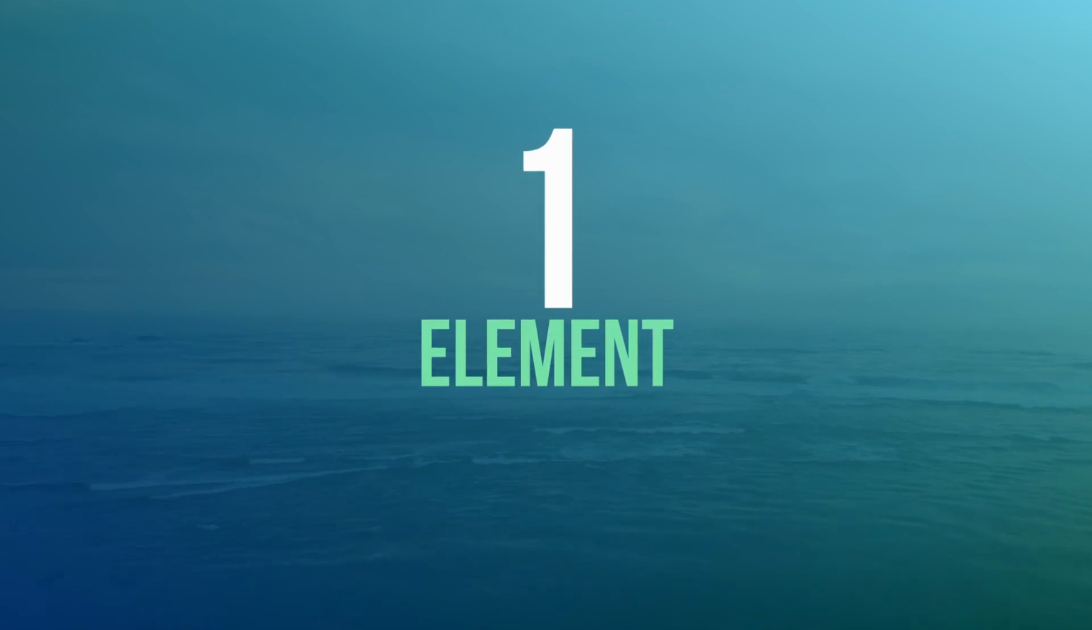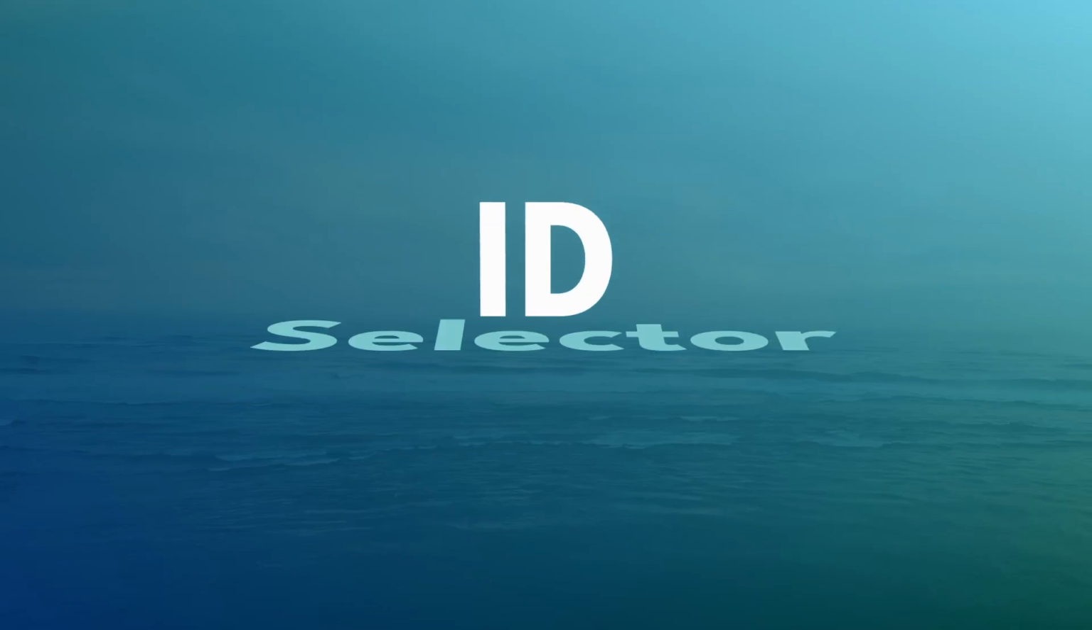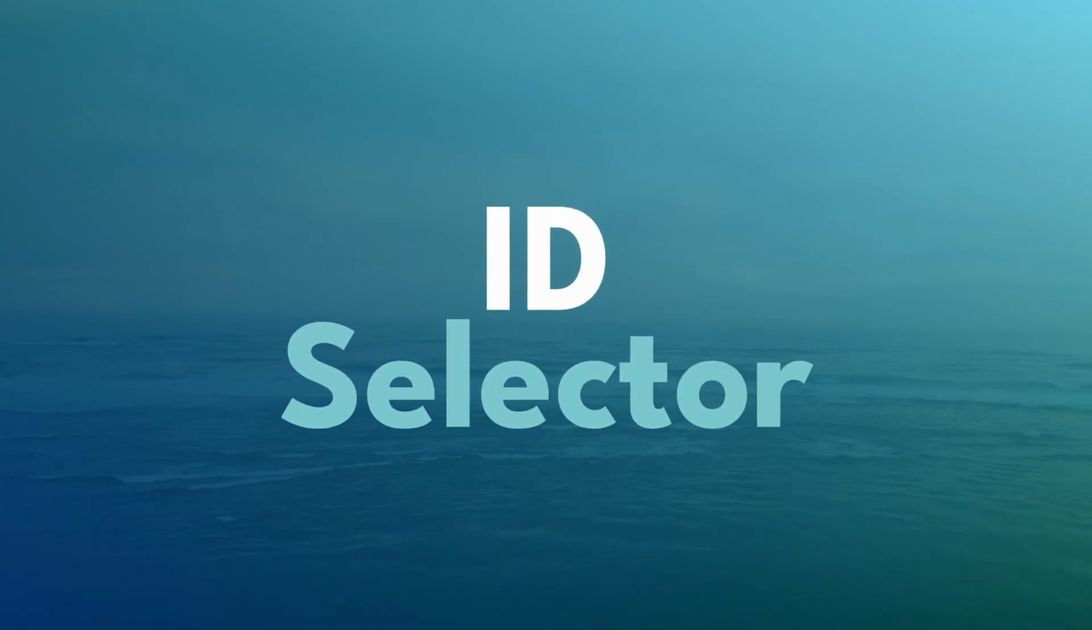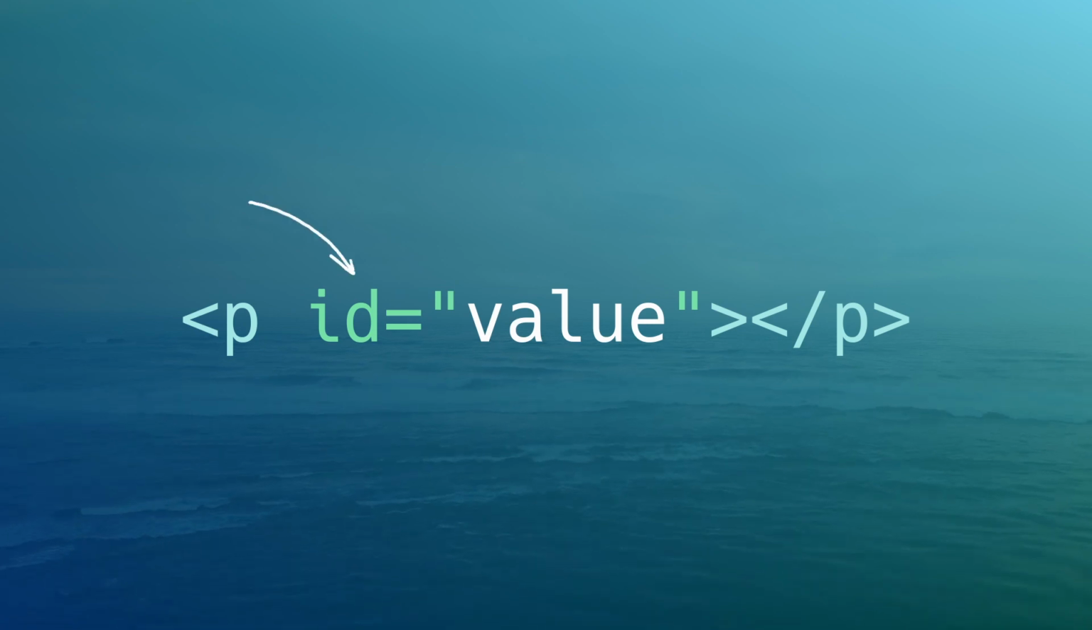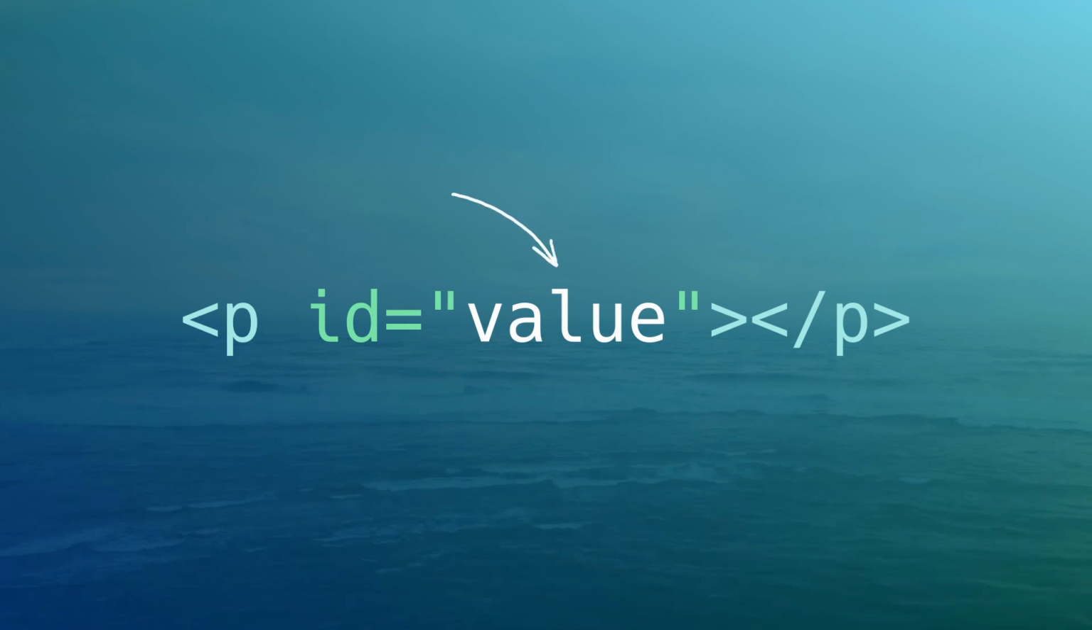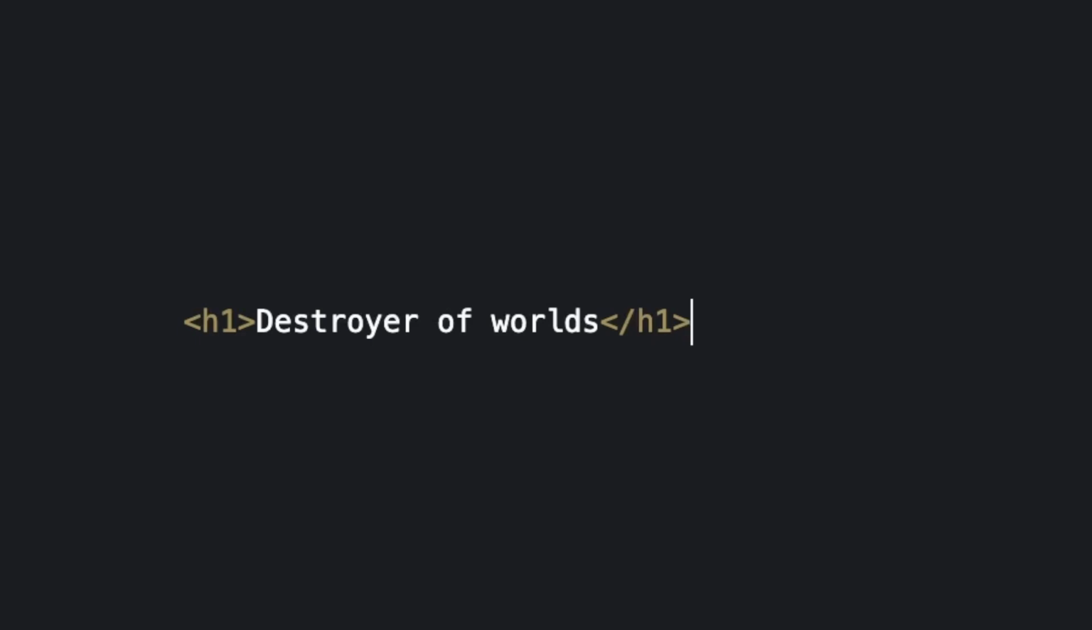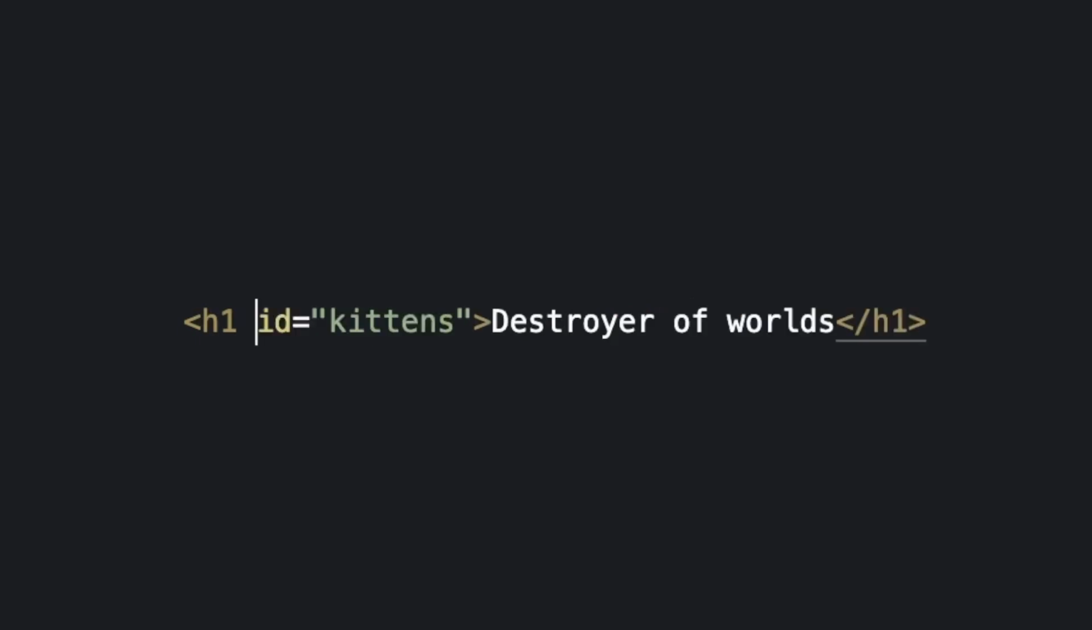So say we want to reference a single element on our website, and that's where our third selector comes in, the ID selector. So how the ID selector works is it allows you to select an HTML element that has an ID with a specific value. So if I had an element with an ID of kittens, then in my CSS, I can add a hashtag kittens, opening curly brace, closing curly brace, and anything in between would style that element.